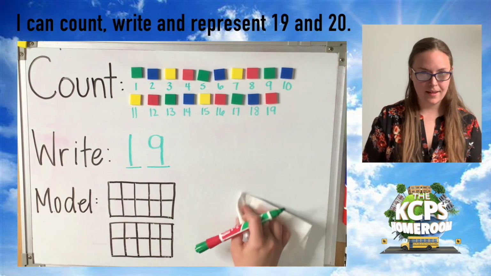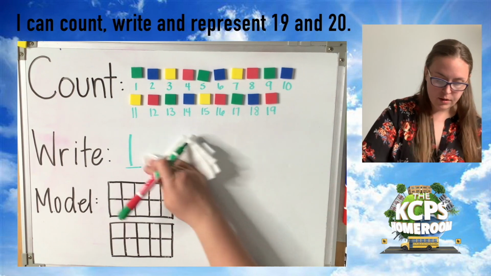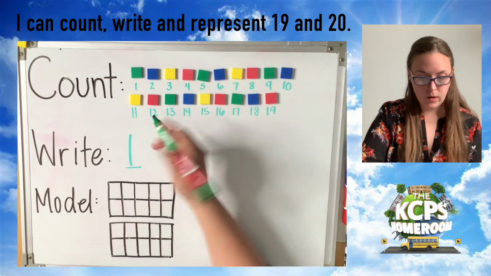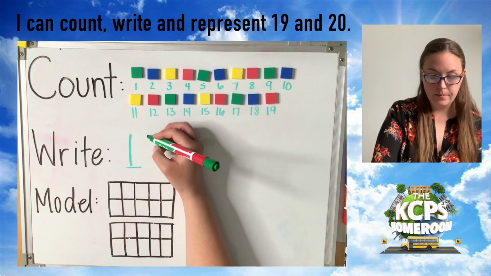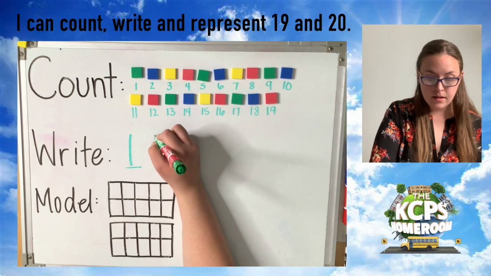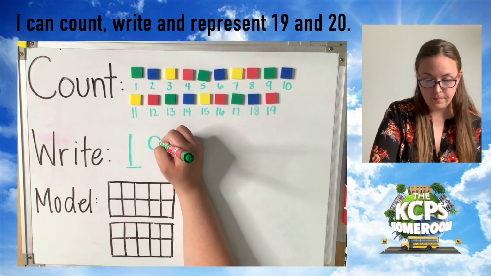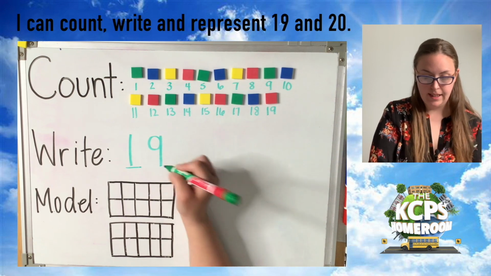We're gonna do that again. Are you ready? So a 1 we're really good at. A 1 starts at the top and goes down to the bottom. A 9 has a small circle on top and then a line going down, 19.